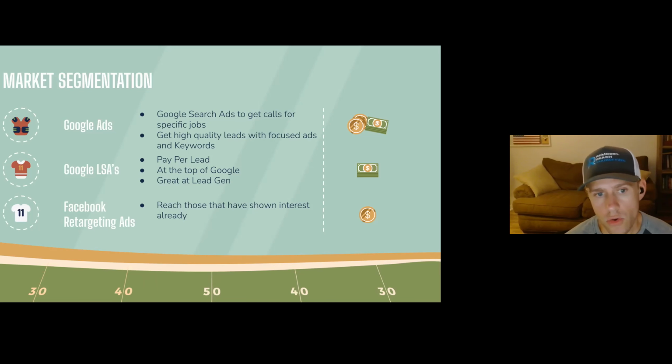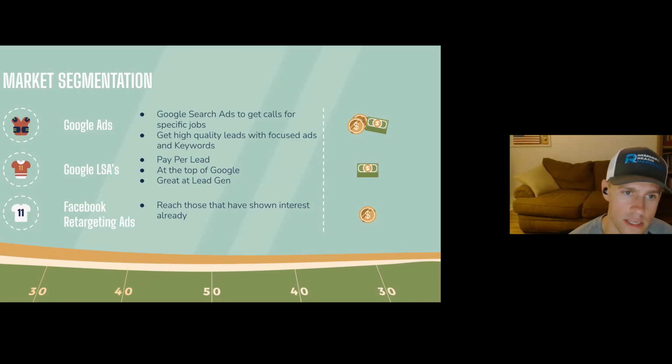And so the next platform is Google Local Service Ads. The last webinar I did was specifically on Google Local Service Ads, so go check that out. But Google Local Service Ads are pay per lead, and we'll take a look at some examples here in a second. Google Local Service Ads are a pay per lead advertising platform. So in other words, if you don't get a lead, if you're not getting calls, then you're not having to pay for them. They show up at the top of Google. They are great at generating leads pretty quickly.